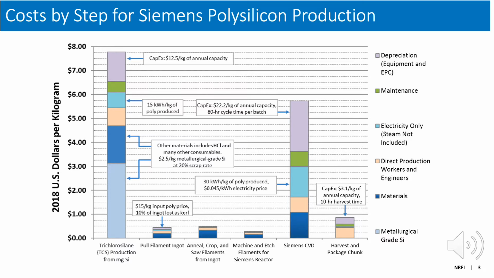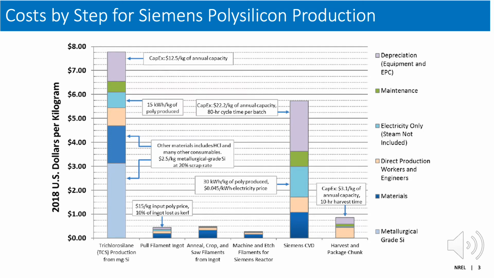So here I'm showing cost by step for polysilicon produced in the United States using the Siemens process, which is the most common method of polysilicon production. So you can see the first step is producing trichlorosilane from metallurgical grade silicon, or MG silicon. As I just said, we scoped our TEA so that we aren't doing a separate model for MG silicon, so we just use an input price for MG silicon.